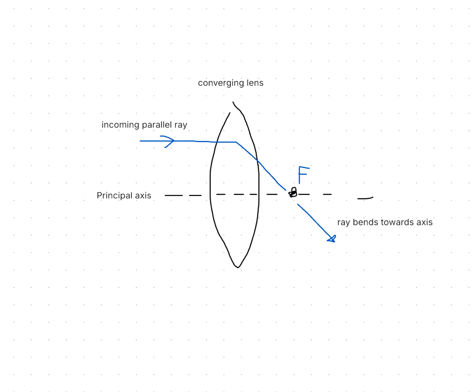Hi everyone. We're doing question 4 of week 6A homework. So I'm going to be going over this question about how light rays travel through different types of lenses.